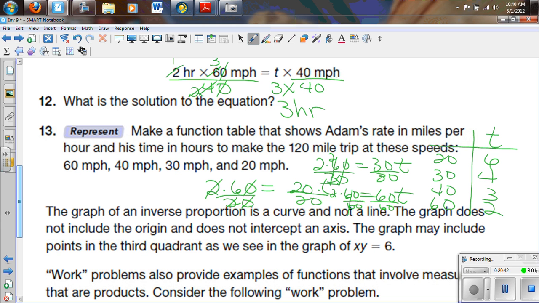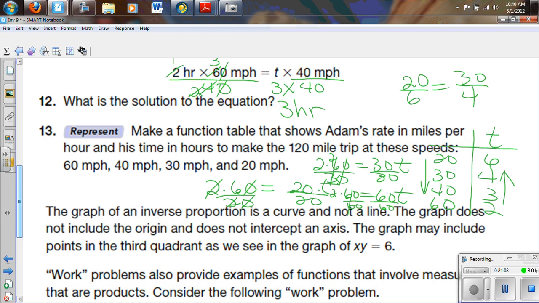Notice, as one goes up, the other goes down. Really that's what they're trying to get you to look at: this one is getting bigger, but as we go down, this thing is actually getting smaller. And so it can't be directly proportional. Let's look at directly proportional here. Is 20 over 6 the same as 30 over 4? Are those in the same ratio? Well, no, because 20 times 4 is 80, and 30 times 6 is 180. So they're not proportional. And that means they're going to vary indirectly here.